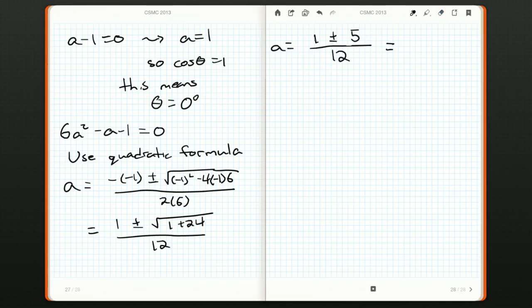So then a is going to be equal to 1 plus 5, which is 6 over 12. So that's 1/2. Or it's going to be equal to 1 minus 5, so negative 4 over 12, so negative 1/3. Right? And we could double check by plugging those into here using our calculator, or just using plain old arithmetic. So 6 times 1/9, that's going to be 2/3 minus negative 1/3, so that's plus 1/3 minus 1, that'll be equal to 0. But that's okay. If we're confident in our quadratic formula, we can just use these and keep going.